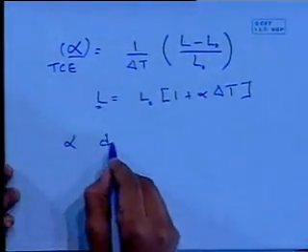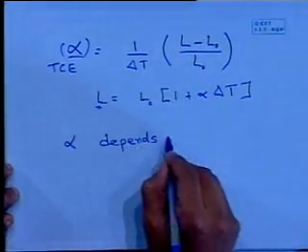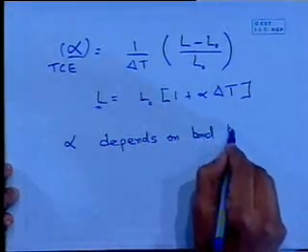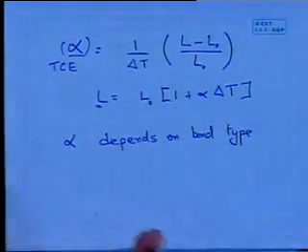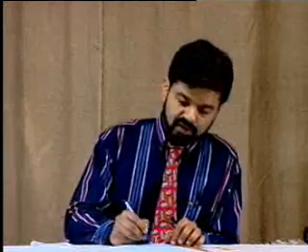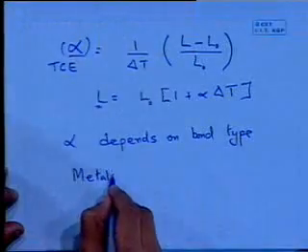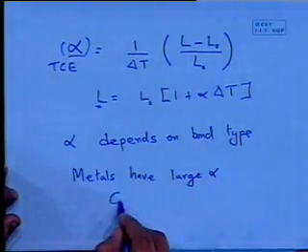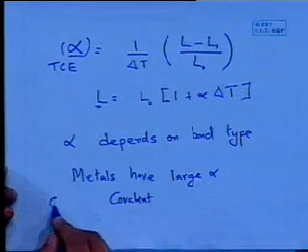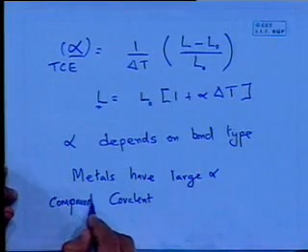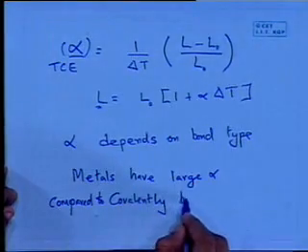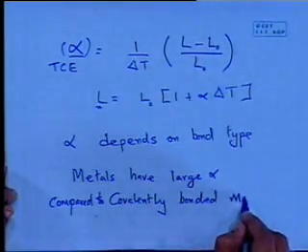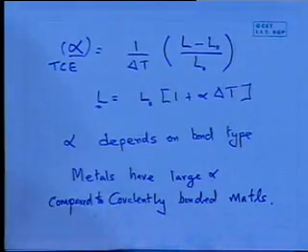And alpha depends on the bond type, which actually is related to the asymmetry of this very curve. Generally speaking, metals have large alpha compared with covalently bonded materials. This is just a generalization, but that is one important thing we can understand from this curve.